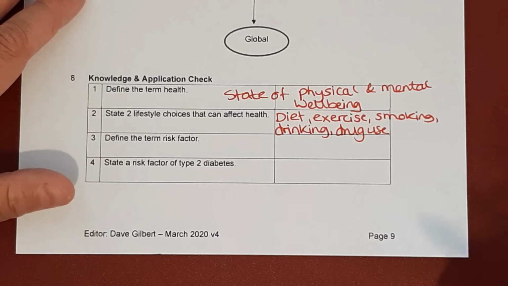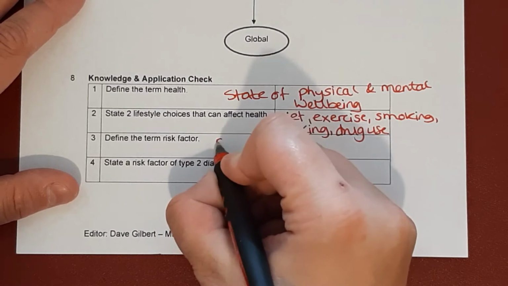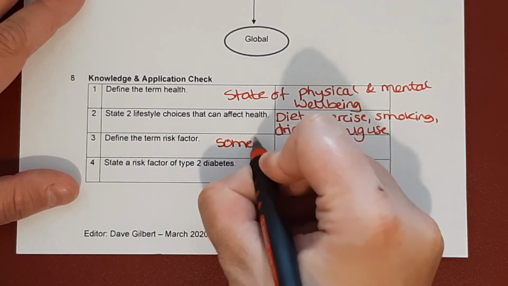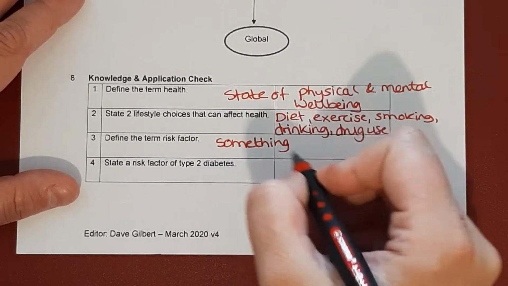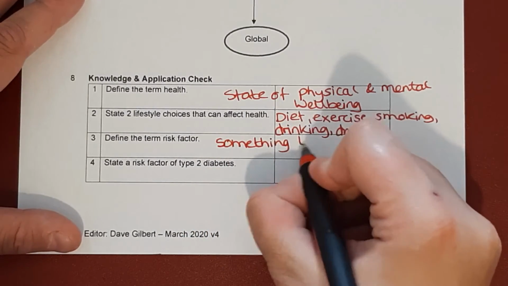Define the term risk factor. Again, you'll be asked this one regularly. So it is something that increases your chances of getting a disease.